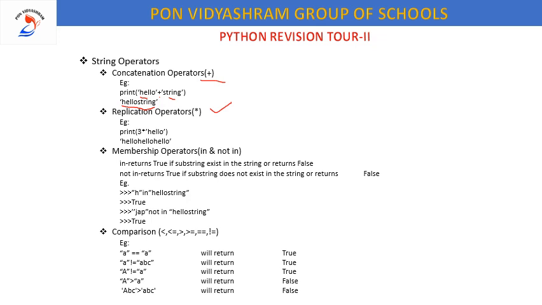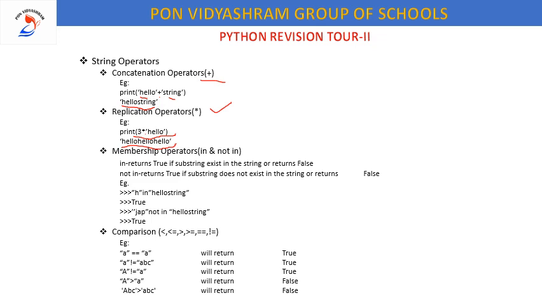As the name indicates, replication is going to give you multiple copies of the thing which you give here. What are the possibilities in this particular operator? Once again, I have used a print statement here, and 3, the operator, which is an asterisk symbol, followed by the string hello. So I want the hello string to be repeated 3 times, which is being printed below 3 times here.